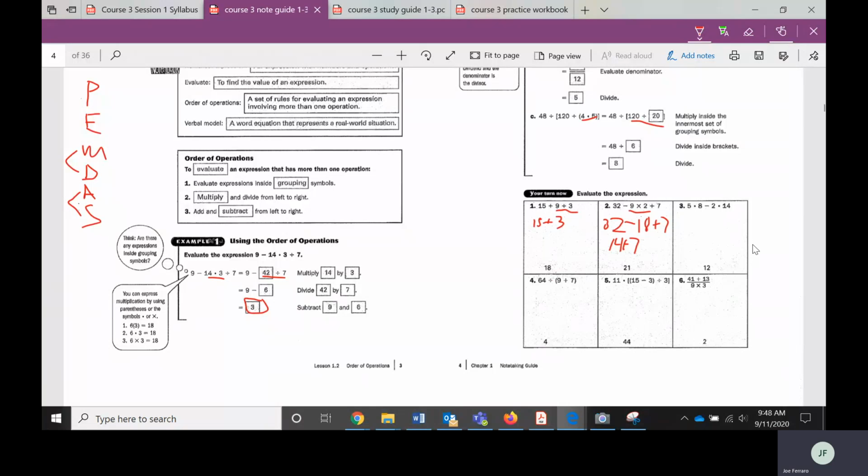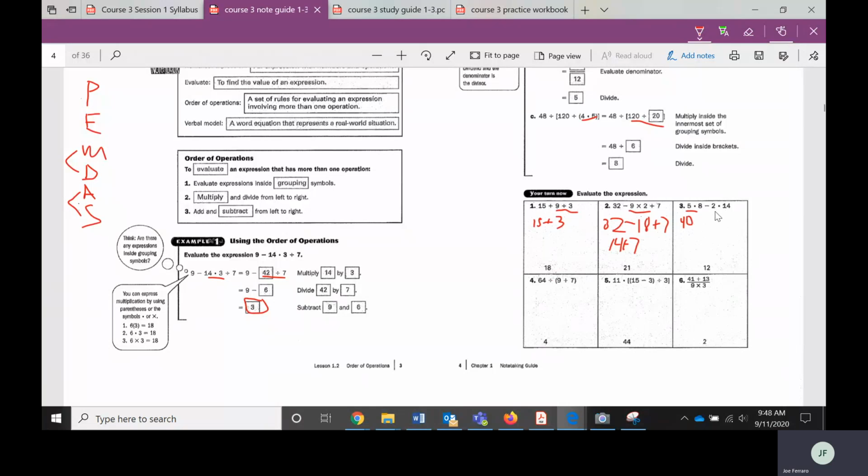Here we have 5 times 8 minus 2 times 14. We could do this in a few different numbers of steps, but we have 2 multiplications separated by subtraction. Well, we're for sure going to do this multiplication first. So 5 times 8 is 40.